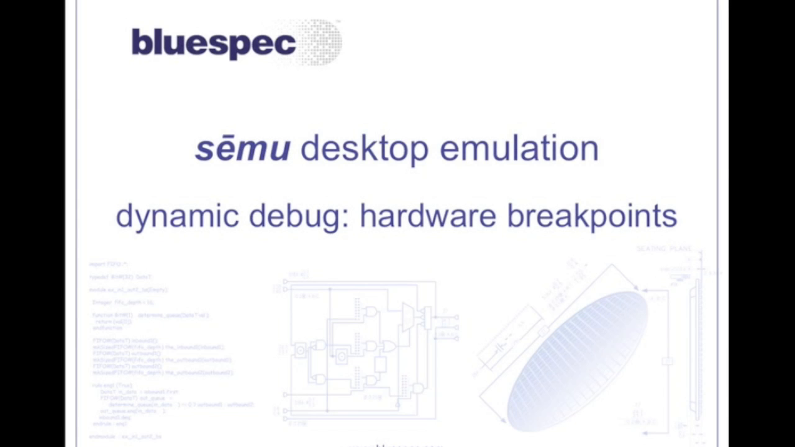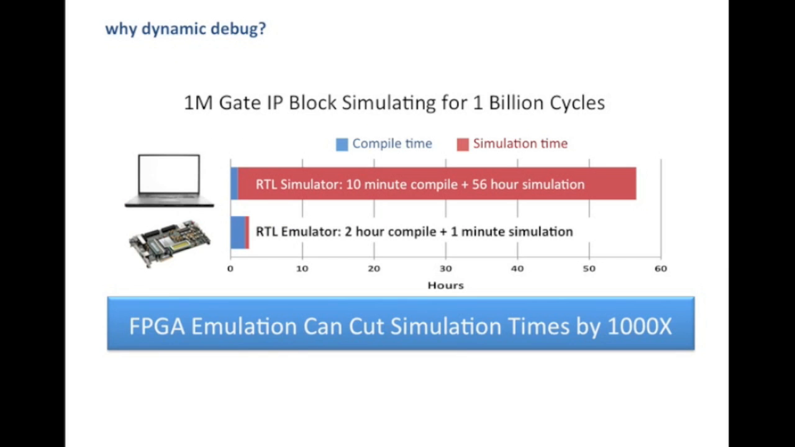This is a demo of one of Semu's powerful dynamic debug features, hardware breakpoints. Why is dynamic debug so valuable for FPGA-based emulation? Well, FPGA emulation provides a huge speed up over simulation. For long simulation runs, whether that's for running regressions, trying to hit hard to hit corner cases, or running real data such as video, FPGA emulation is a huge win in these cases, able to execute in seconds what may take hours or days to run.